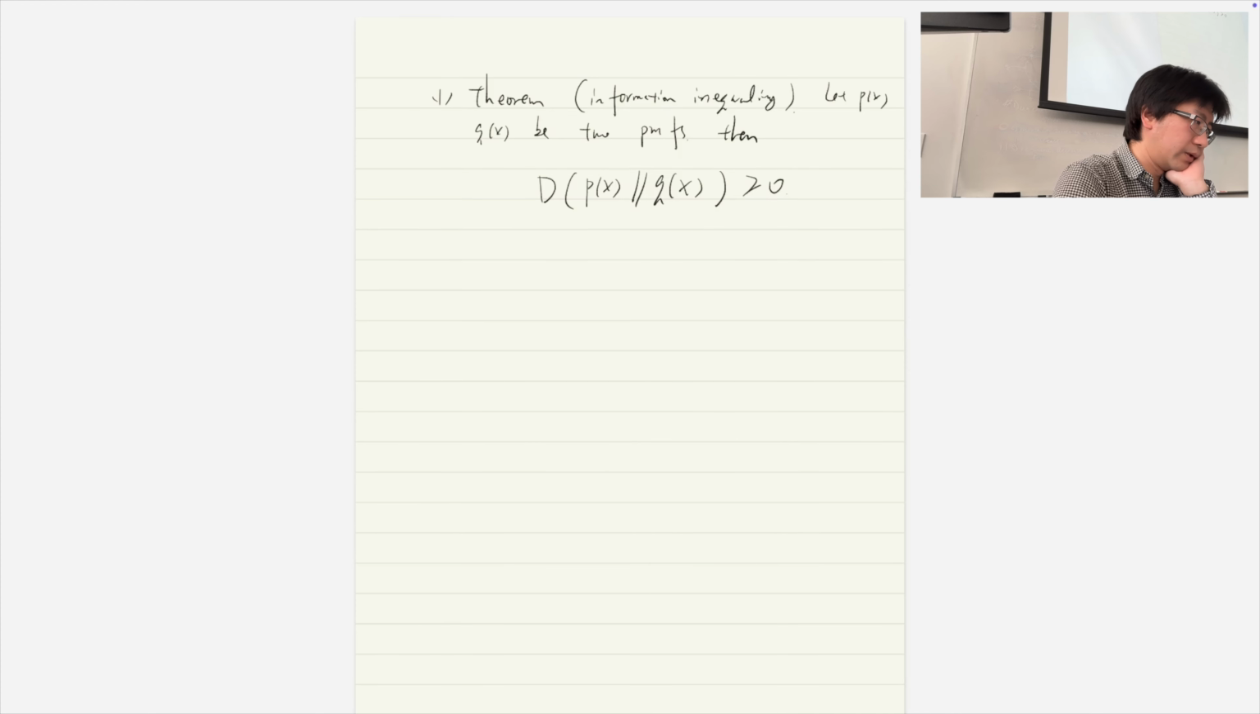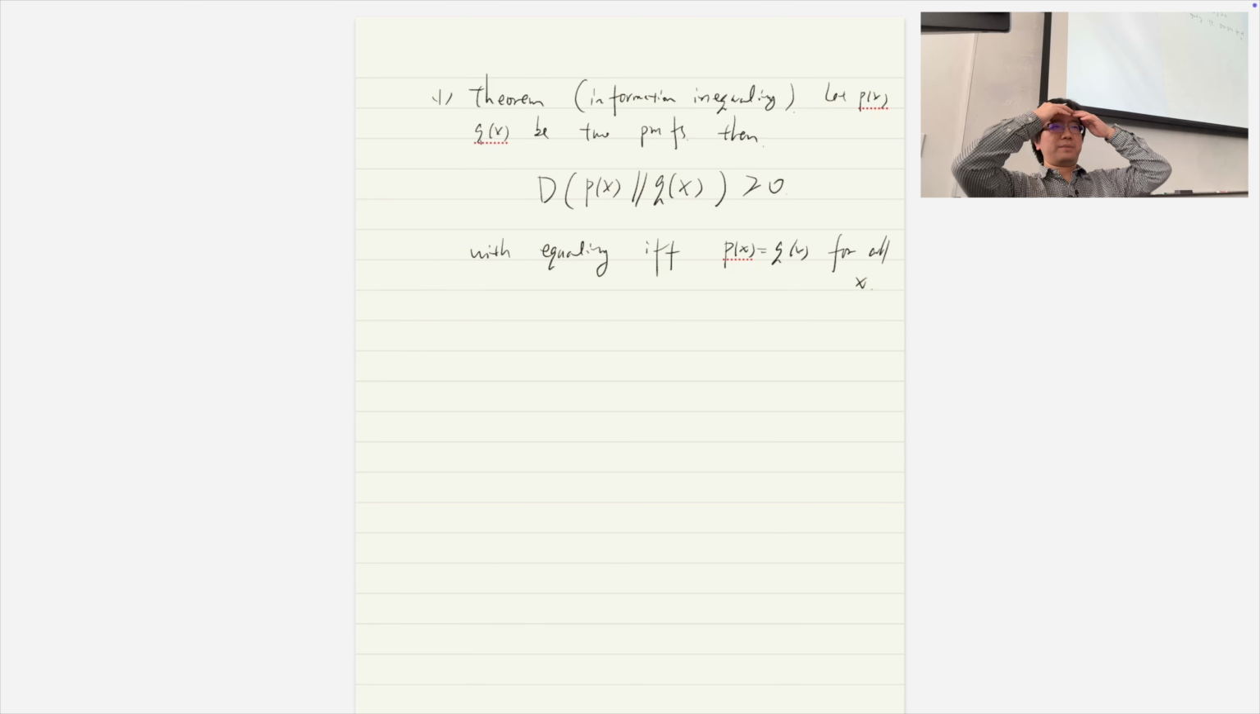Okay, then we can see that, and here the equality holds if and only if Px and Qx are equal for all x, right? So hopefully you still remember how we proved that before. Do you remember?